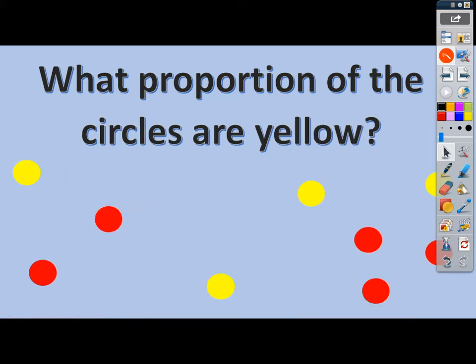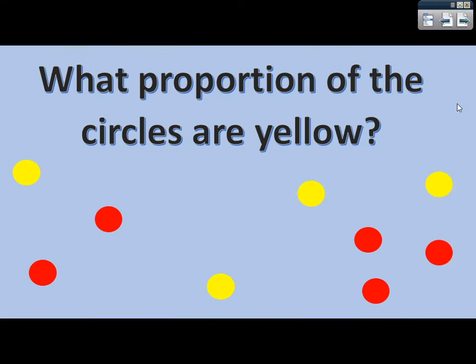Next one. What proportion of the circles are yellow? Let's just move this out of the way for you. Count the yellow ones and count the total, and you'll get a fraction. Did you get 4/9? 4/9 is the answer. 4 are yellow, and there's 9 in total.